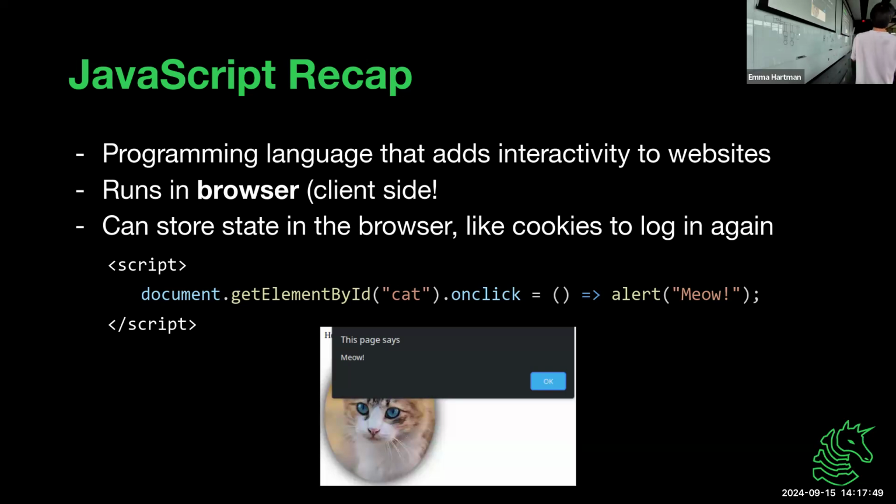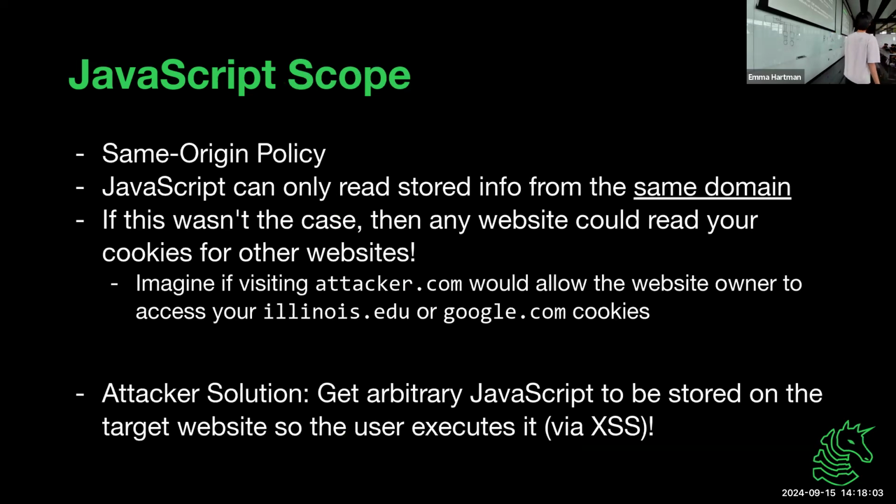JavaScript is incredibly powerful. You can store stuff on a client. Let's say you log in to University of Illinois Banner, right? You don't want to have to log in and go through that zero thing every time you log in. So you have cookies and stuff like that to store that. So JavaScript obviously is an incredibly powerful language. It has the ability to access whatever is on your browser.